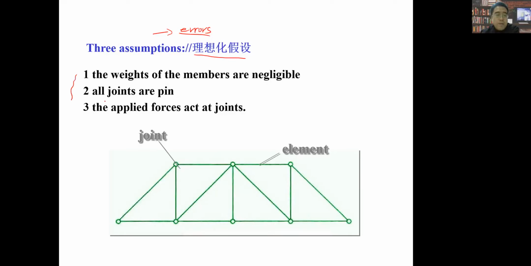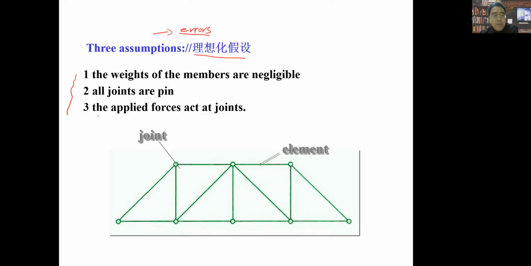So there are 1, 2, 3. The weight of the members is negligible. That means we do not consider the gravitational force of each member. If this is a very straight slender bar and we do not consider its weight, it will be a two-force bar, right? The second assumption is all joints are pins. Actually, some actual joints may not be pins, but we treat them as pins, right?